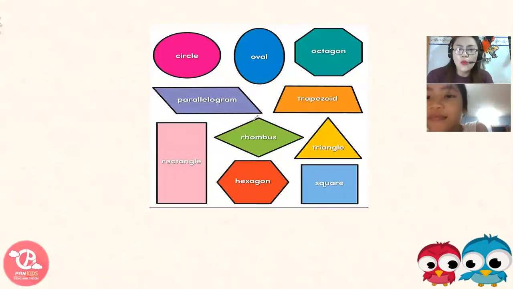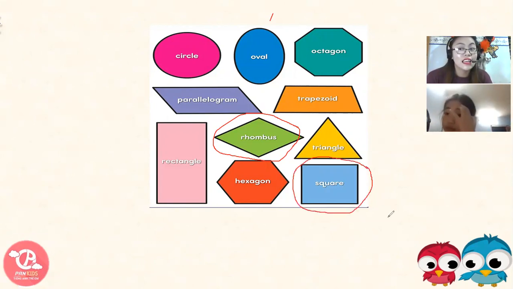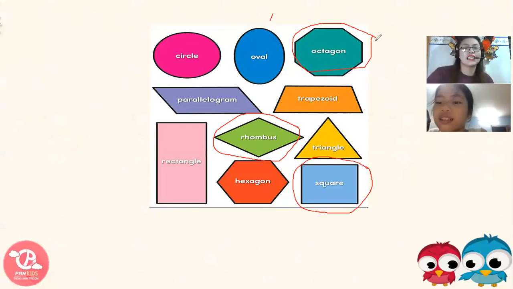Okay, so what shape is this? Rhombus. Oh, rhombus, very good. What about this one? Square. Oh, good job, that is square. What about this one? Octagon. Okay, octagon. And this is?